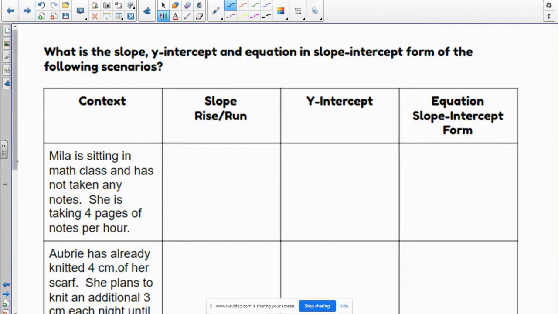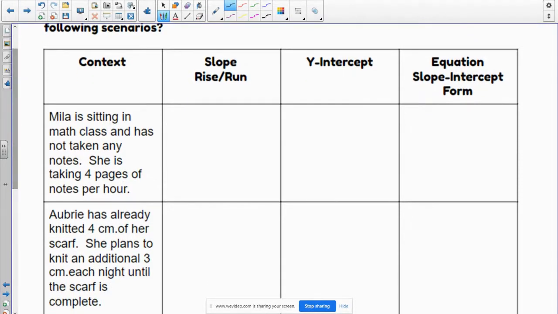So we have Mila, and I changed this around from your paper. So just look at it. You can add it to your paper, or just follow along on the video here. Mila is sitting in math class and has not taken any notes. She is taking 4 pages of notes per hour.